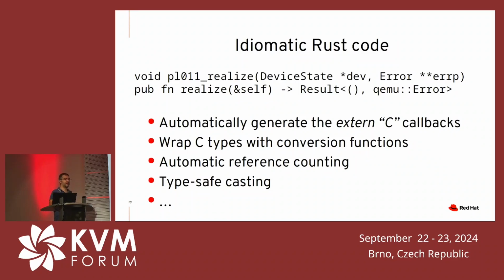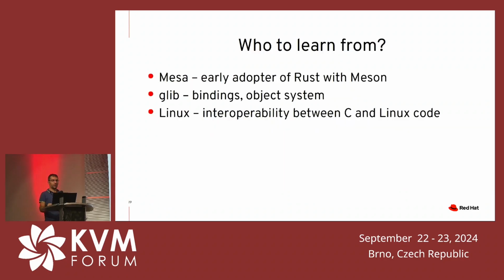So if I cast something from device to object, it will only compile if it is actually a subclass. If I try to do a cast from device to PCI device, I need to have error handling. But if I cast from device to object, I don't need to have error handling. So these are nice things that we can do with Rust code, and we will look at it in the future. Who can we learn from? Mesa, who's been an early adopter of Rust with Meson, specifically for the build system. glib and Linux have some different ideas, very different ideas. Probably we'll meet somewhere in the middle about how to interoperate between C and Rust code.